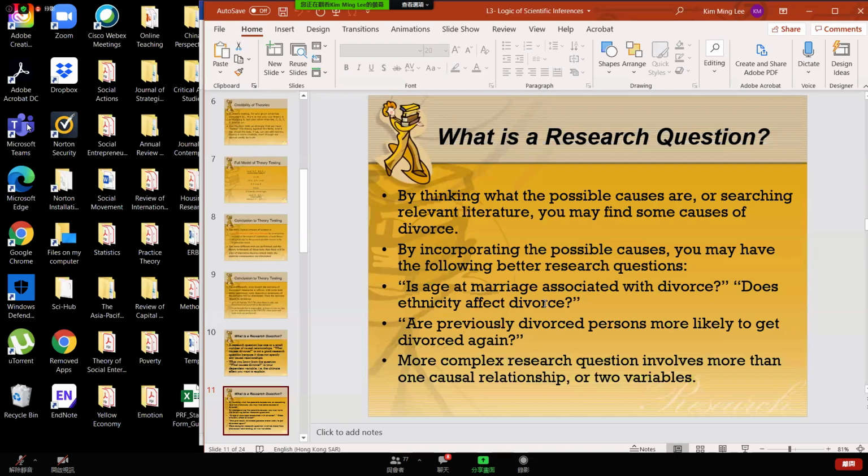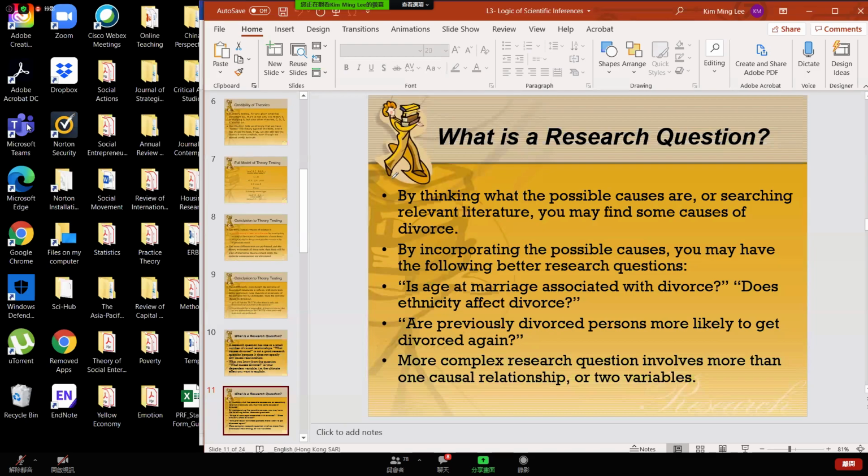Are Chinese people more likely to have divorce than, say, Indians? Something like that. Does ethnicity affect divorce? Or is a previously divorced person more likely to get divorced again? So in this case, that means we have three theoretical statements here about three independent variables. If we graphically draw these three theoretical statements, we can have something like this.